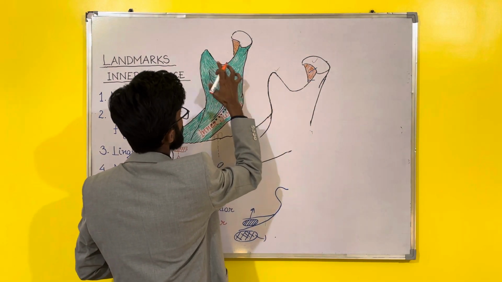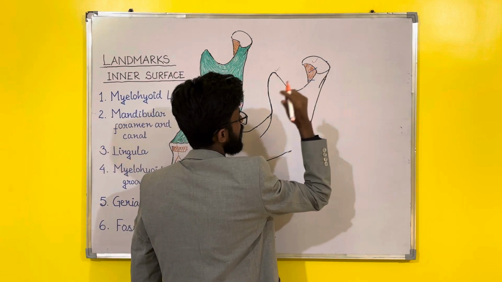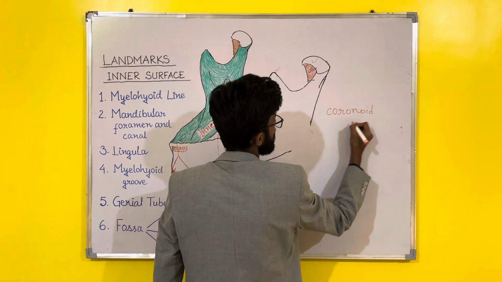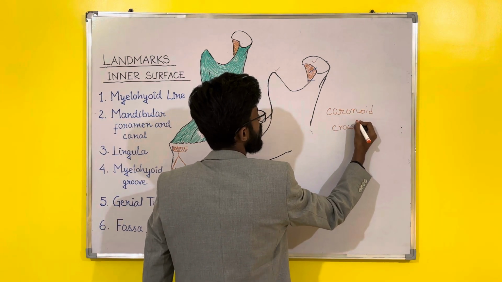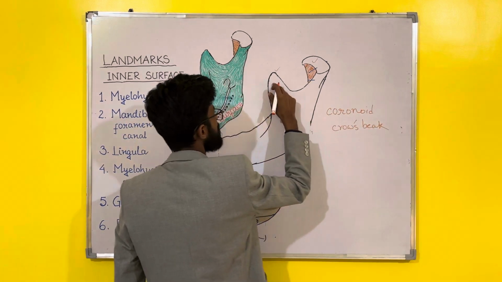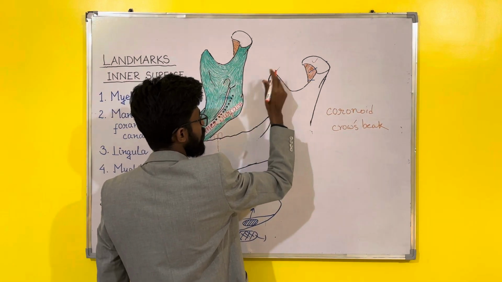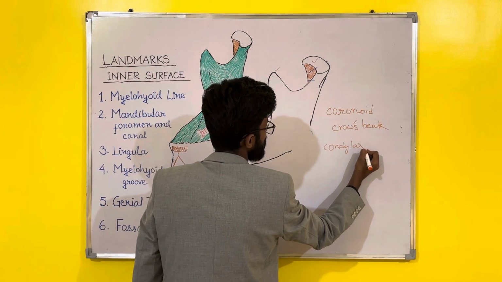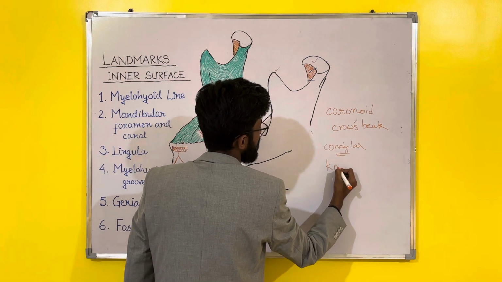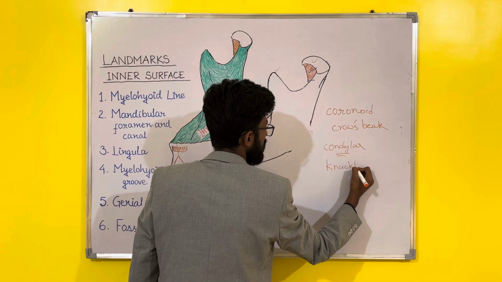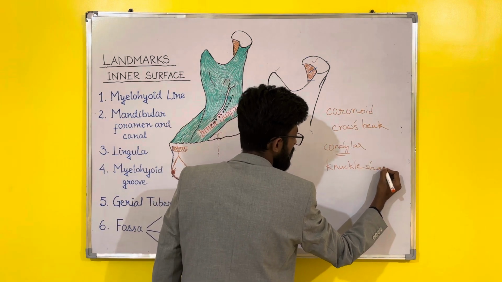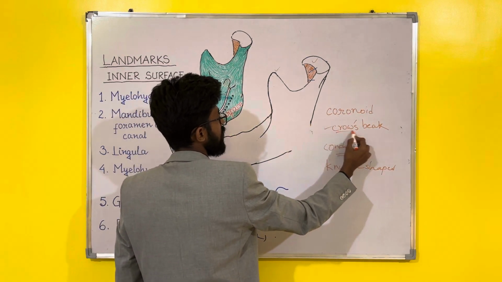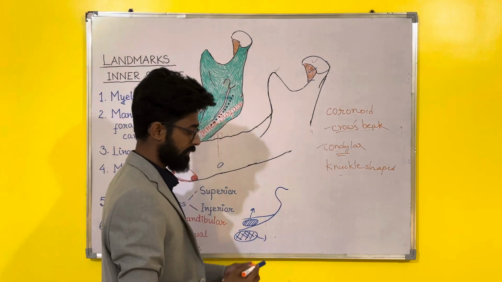This one is the coronoid process. The posterior process is the condylar process. Now coronoid process, the name is derived from crow's beak. Okay, it resembles the beak of a crow. This is the coronoid process. And condylar process is derived from the word knuckle, because it resembles a knuckle shape. Knuckle shape means the shape of a fist, correct? So coronoid process, crow's beak; condylar process is knuckle shaped, right?